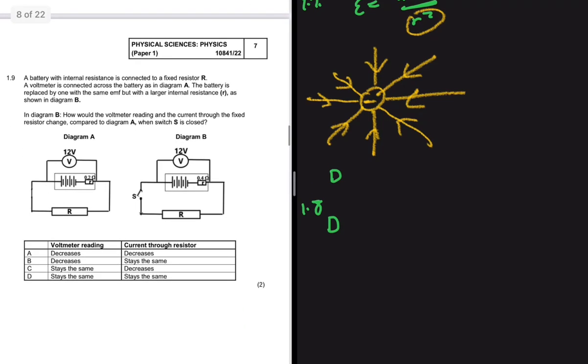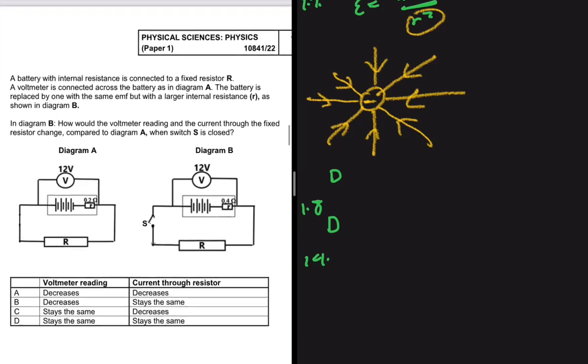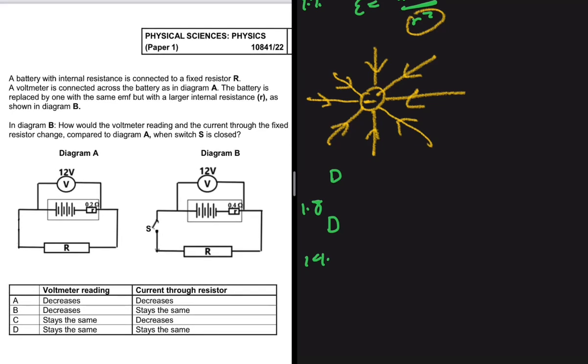Let's look at 1.9. 1.9 says that a battery with internal resistance is connected to a fixed resistor R. A voltmeter is connected across the battery as in diagram A. The battery is replaced by one with the same EMF but with a larger internal resistance, as shown in diagram B. How will the voltmeter reading and current through the fixed resistor change compared to diagram A when switch S is closed?